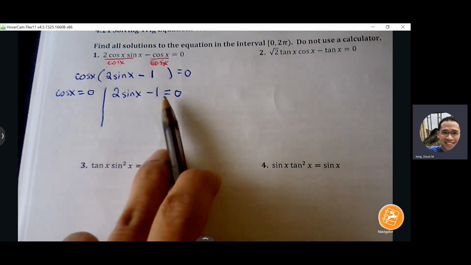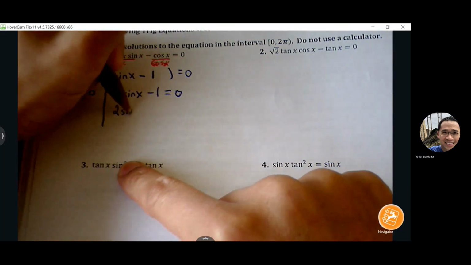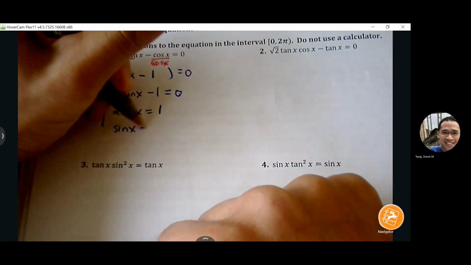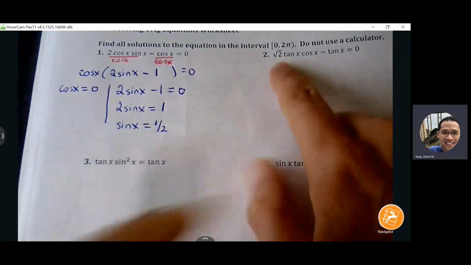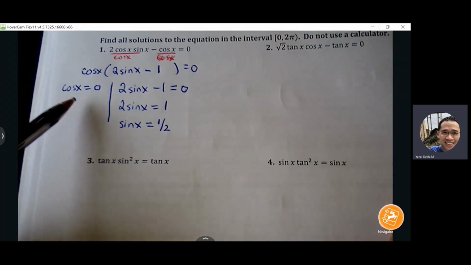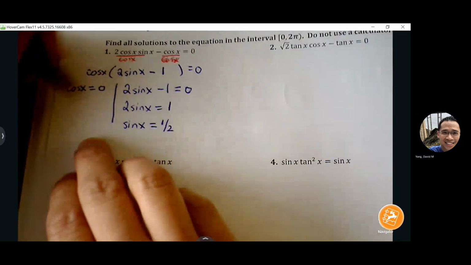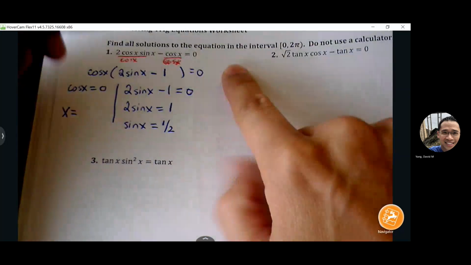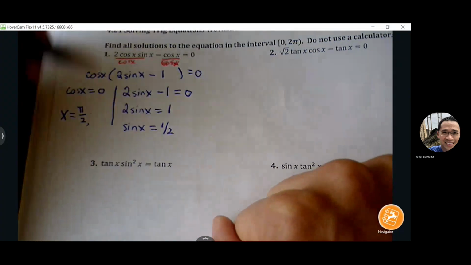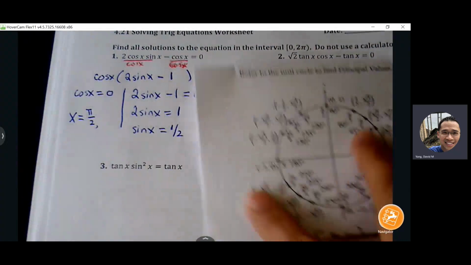Let's try to clean this up here. So I can add 1 to both sides and then do what? Divide by 2, okay. Okay, so here our interval is from 0 to 2 pi. We want to list out all the values, all the radian measures where cosine of x equals 0. So where is cosine equal to 0? Pi over 2, where else? Thinking about our unit circle values, where else is cosine? Yeah, 3 pi over 2.